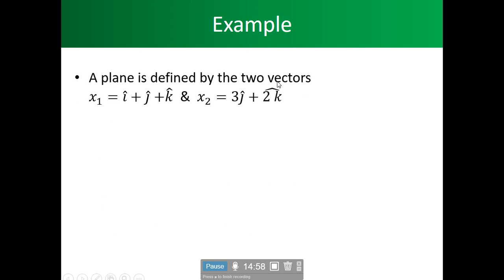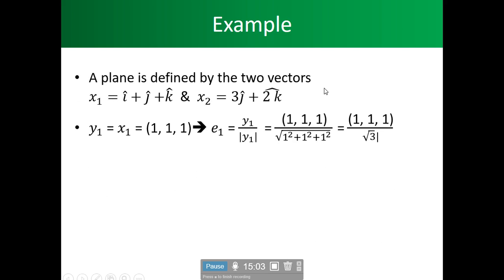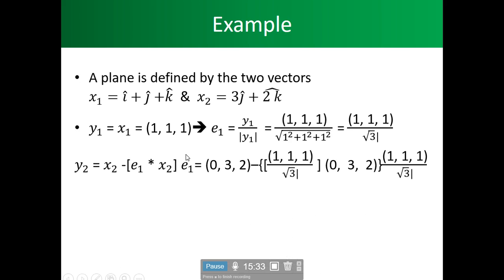Okay, so we know we're going to use these two vectors that we have. And so the first one is for us to be able to find E1. We have to take the vector and divide it by its magnitude. And so the first one is 1, 1, 1. So the square root of 3 is the magnitude. So it's 1, 1, 1 divided by the square root of 3.